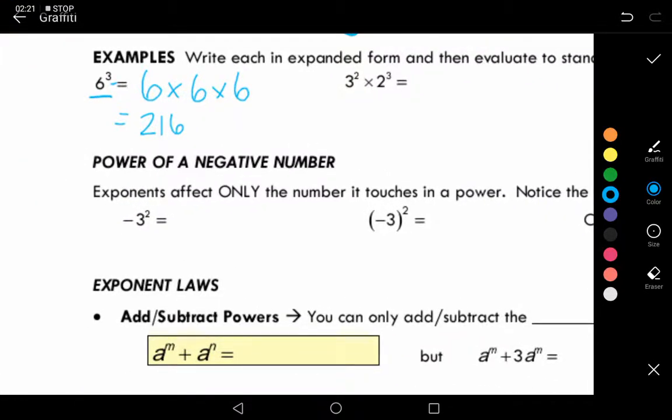Okay, this next example says 3 to the power of 2 times 2 to the power of 3. So our first power is 3 times 3, 3 twice. And that's going to be multiplied by our second power, which is 2 three times. Okay, so you can simplify that on your calculator. 3 times 3 is 9, because we're following BEDMAS, so we have to deal with those brackets first. 2 times 2 times 2, or 2 to the power of 3, is 8. 9 times 8 is 72.